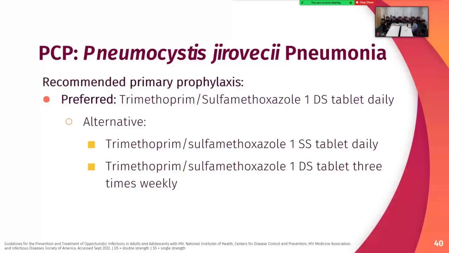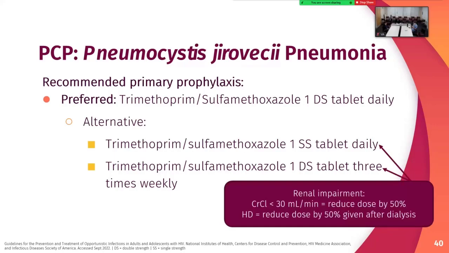Our preferred regimen is going to be trimethoprim-sulfamethoxazole, or Bactrim, 1 double-strength tablet daily. Some alternative regimens for our Bactrim can be 1 single-strength tablet daily or 1 double-strength tablet 3 times weekly. This could be particularly helpful in our patients with renal impairment, so a creatinine clearance less than 30, where they recommend reducing the dose by 50%. So if we moved our preferred treatment regimen from 1 double-strength tablet daily to 1 single-strength tablet daily, then we could make that dose adjustment.